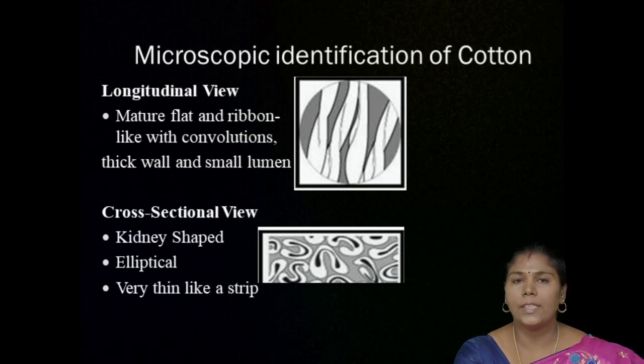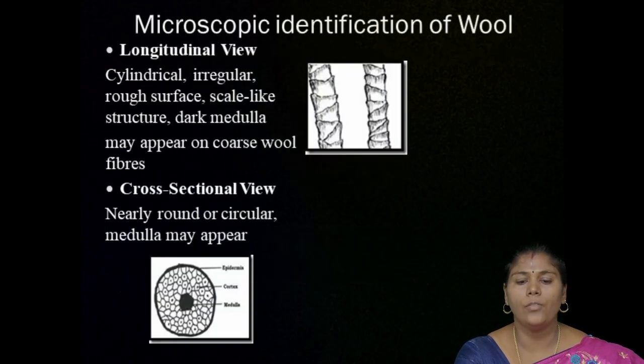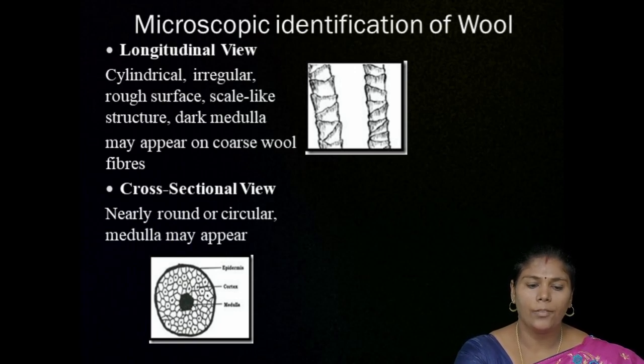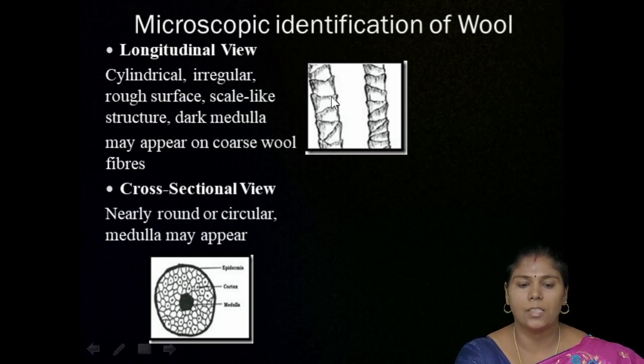Next, we are going to see the microscopic identification of wool. As it is generated from animal hair, it naturally has a cylindrical shape with an irregular rough surface and a scale-like structure also. In the cross-sectional view, it shows a round shape and we can see the inner medulla.